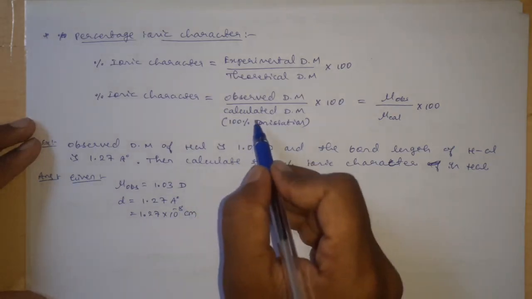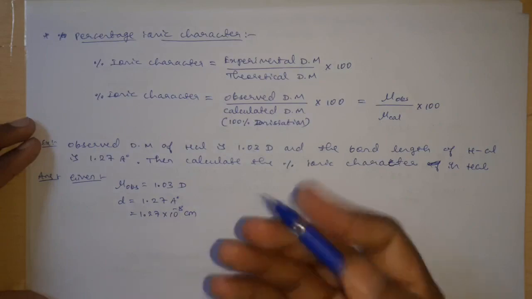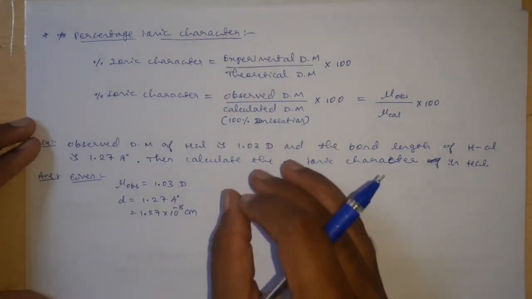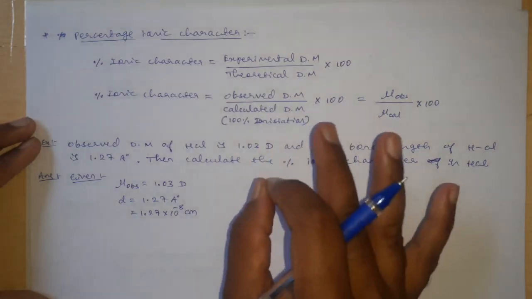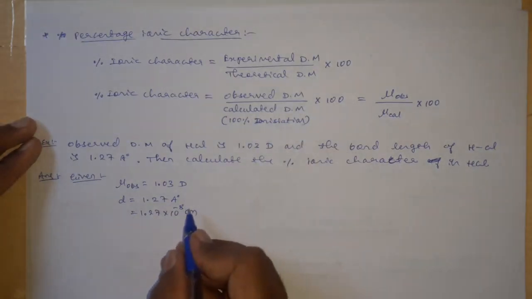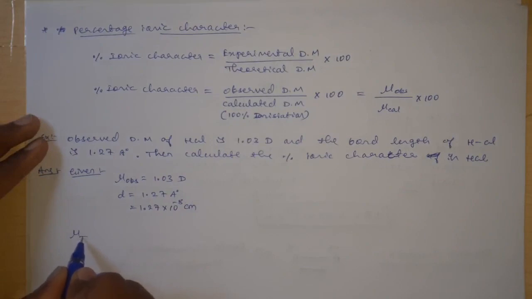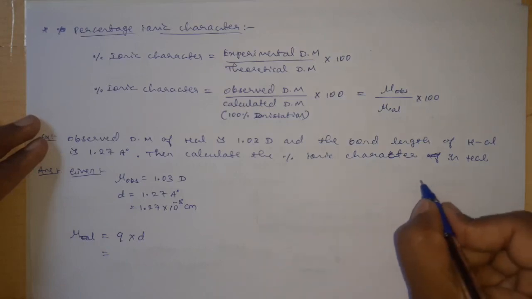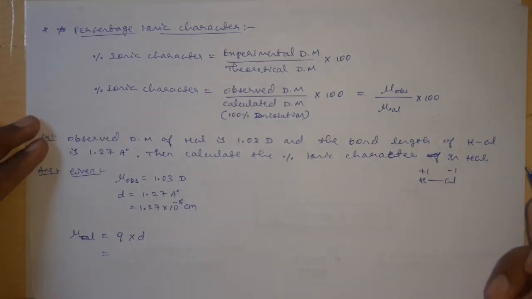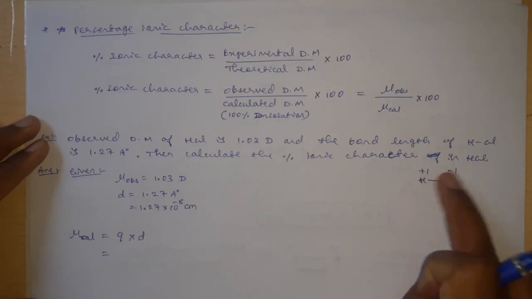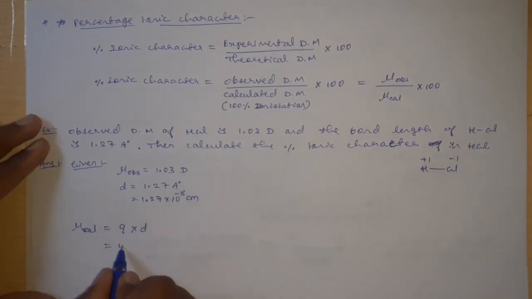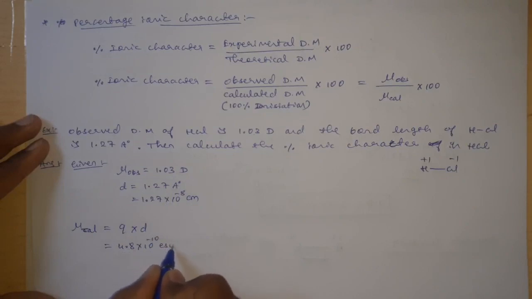Now we have to calculate the dipole moment from this data, by assuming there is 100% ionic character, or 100% ionization taking place in the given covalent molecule. How can we calculate the dipole moment for this HCl molecule? Mu calculated is given by Q into d, and as we are considering 100% ionization, there is a separation of +1 and -1 charge between the combining atoms. This is nothing but the charge of one electron. In the CGS system, the charge of one electron is 4.8 into 10 raised to -10 electrostatic unit, correct?